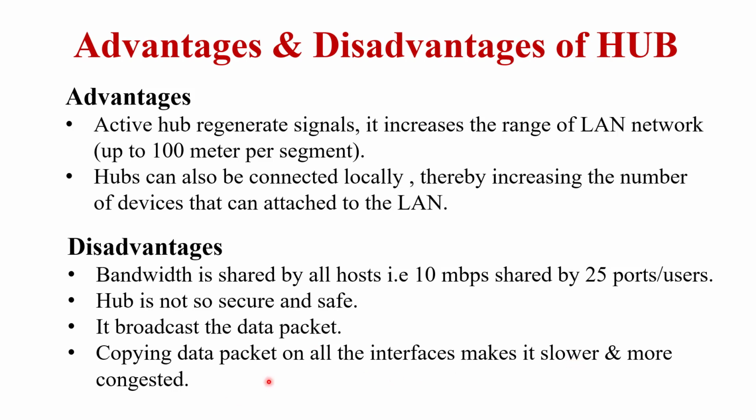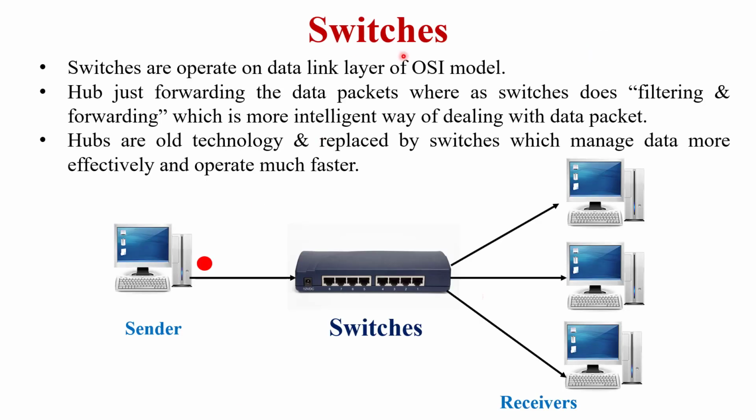So to overcome this problem, we use another networking device like a switch. So the next device is switch. Switch operates on the second layer of the OSI model, that is the data link layer. Hub just forwards or broadcasts the data packet, whereas switch does filtering and forwarding, which is a more intelligent way of dealing with the data packet. Or we can say that switches are more intelligent than hubs. Hub is an old technology and switches are new technology which manage data more efficiently and operate much faster.